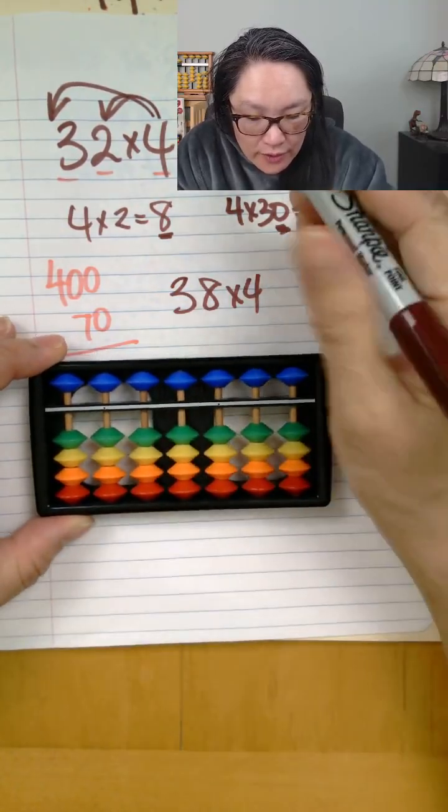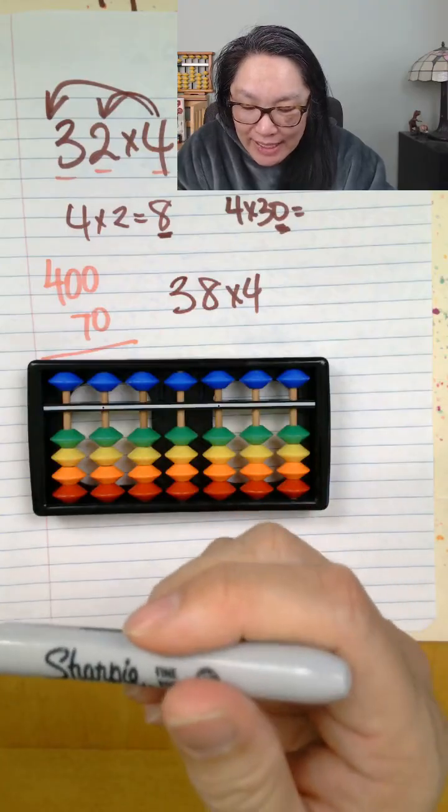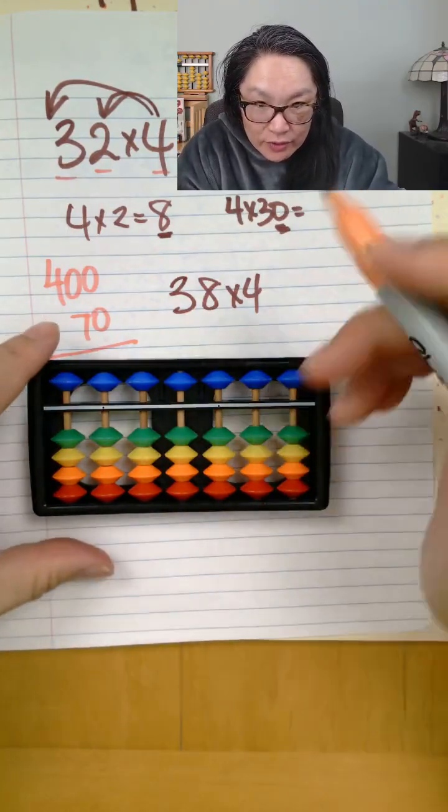Okay. So the first thing we're gonna do in multiplication, we need to understand our place value.